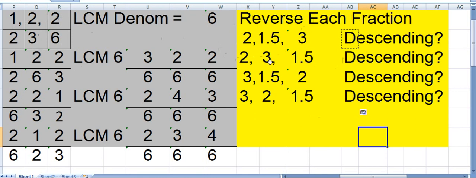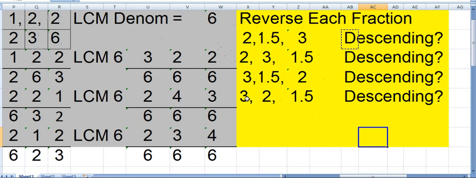2, 3 and 1.5 for option B. Is this descending? 3 is greatest, it should be on the left side. Not there. Next is 3, 1.5 and 2. Is this descending? 3 is on the left side, but on the right side it should be the smallest number. 1.5 is the smallest, so it is not on the right side, so not descending.